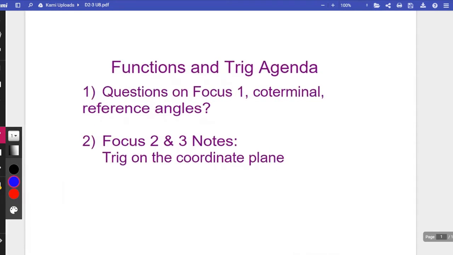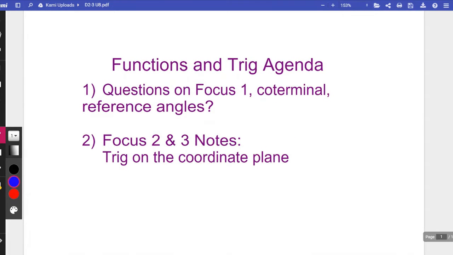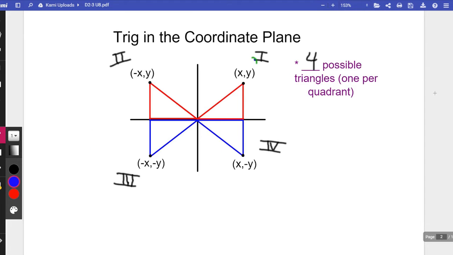Focus 2 and 3, or days 2 and 3. I'm kind of combining them because it's the same content. This is trig in the coordinate point, so it may seem like it's not connected to angles of rotation, but it is, and we'll maybe see it in a second.